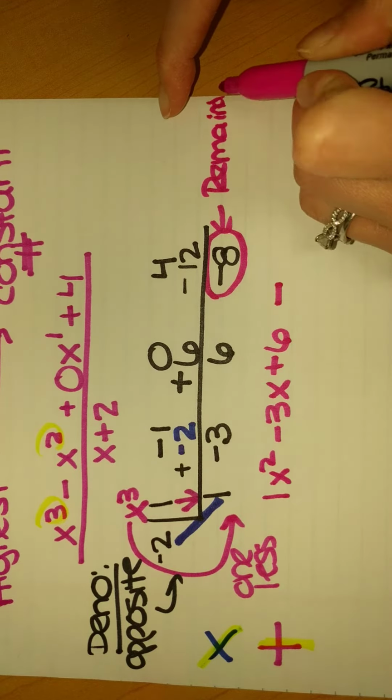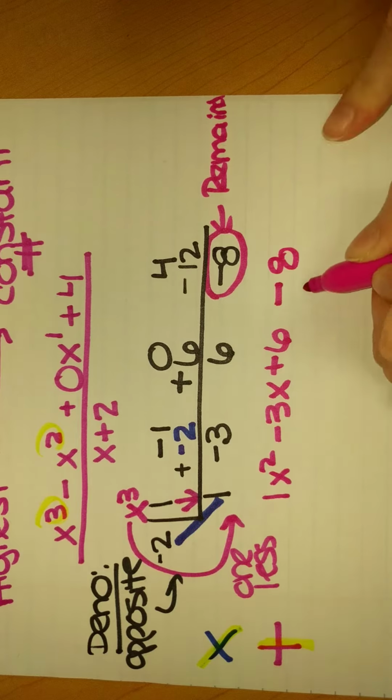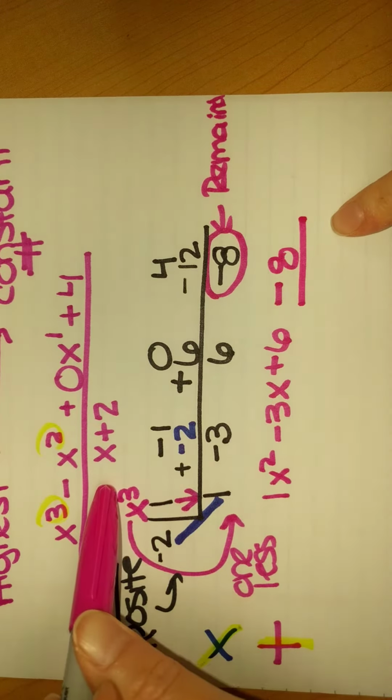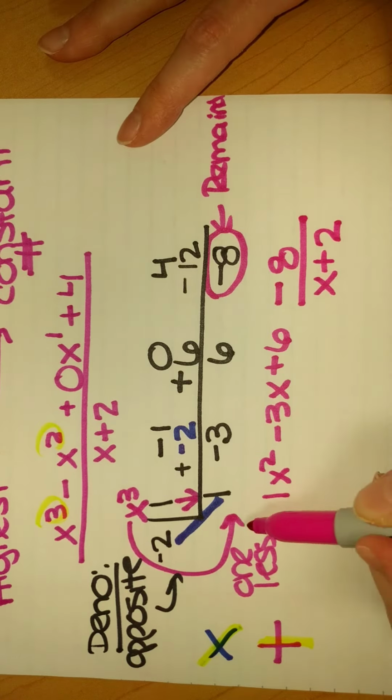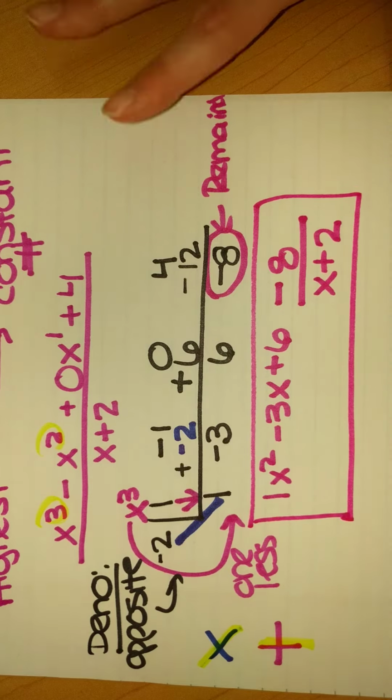And then minus, and this very last number here is our remainder. So the remainder has to be over something. So it's going to be -8 over, and then whatever the original denominator was. So -8 over x plus 2. And that would be our answer for the division that was given in the original problem.